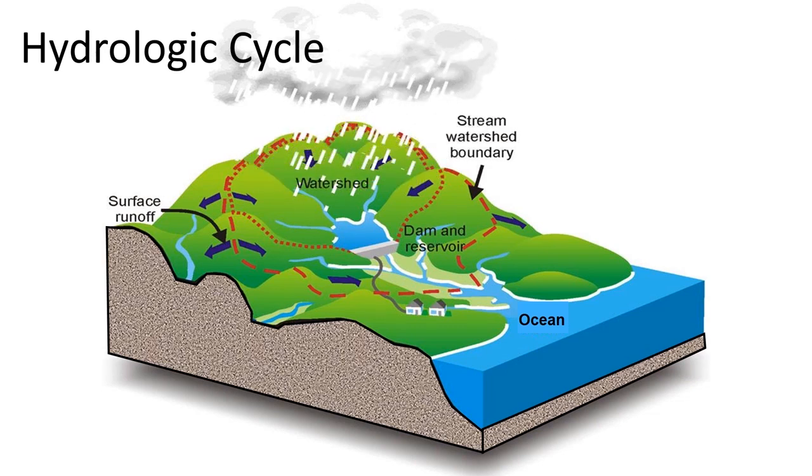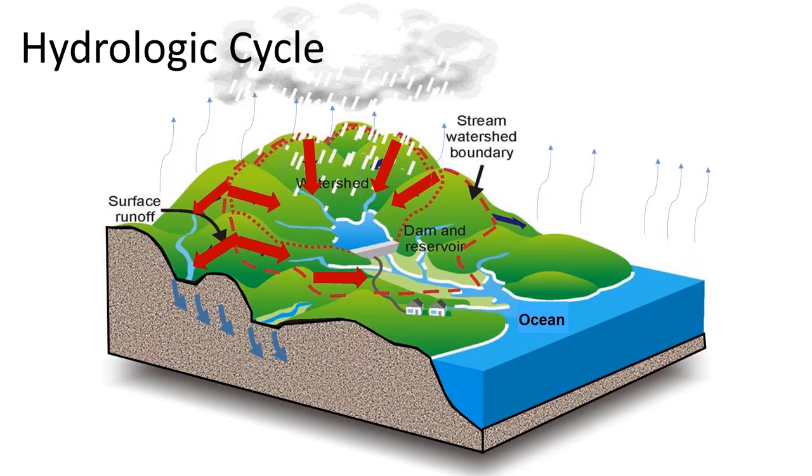Once the water lands on the ground, it can do one of three things. It can run off through channel flow and enter streams, rivers, and lakes. It can infiltrate into the ground and recharge the aquifer below. Or it can evaporate and begin the cycle all over again.